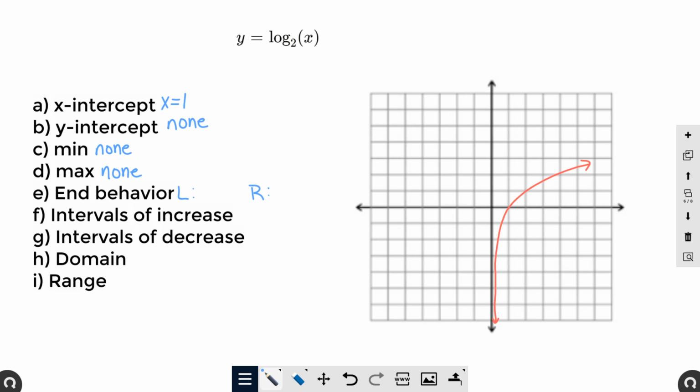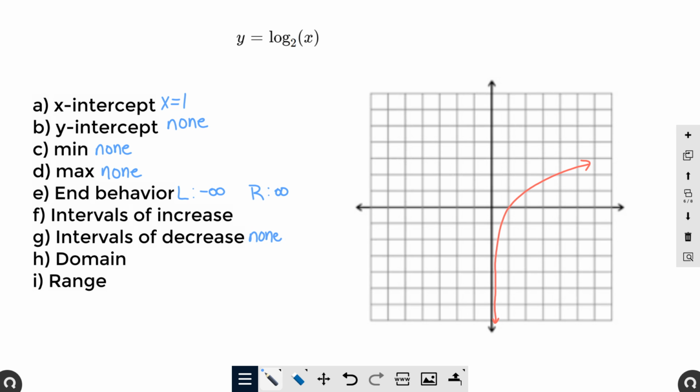For left behavior, the graph points down, so it would be negative infinity, if you start in the middle of the graph and go towards the left. Now, if you start in the middle of the graph and go towards the right, it keeps going up just really slowly. So the right side would be infinity. Now, looking at this graph, does it increase or decrease? It increases. It's this curve, and it's going to continually increase. So decrease would be none.